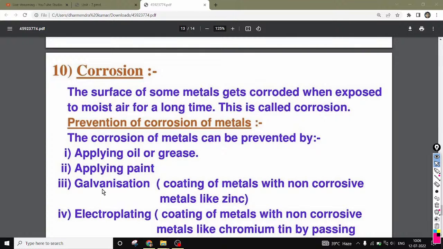This galvanization is also called coating of metals with a non-corrosive metal like zinc and chromium, which can be used for the galvanization, or it is also called electroplating. So these two things are very important for us. And electroplating is coating of metals with a non-corrosive metal like chromium or tin by passing electric current, right?